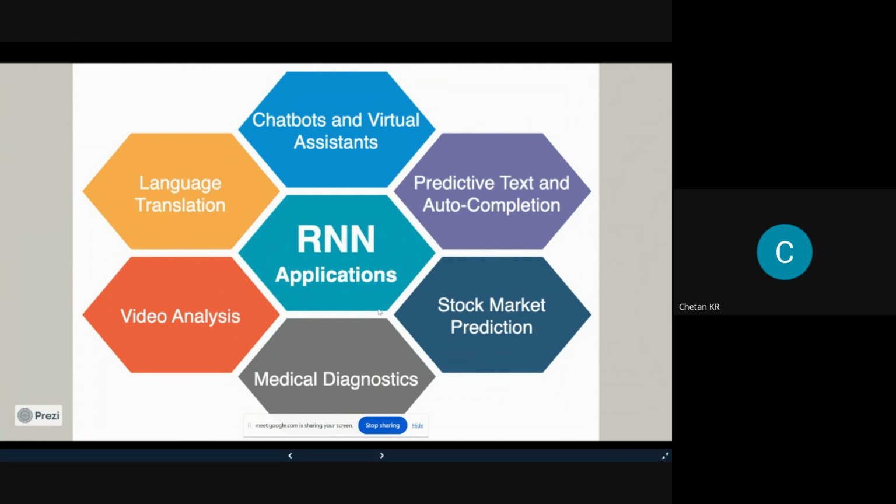For predictive text or auto completion, I have to see the context of what you're typing, and based on that I have to give you new suggestions. What I have given earlier, I should know. What I generated earlier, I should also know. And based on the time, it has to start giving the information. So in all these places, RNN is used, recurrent neural networks.